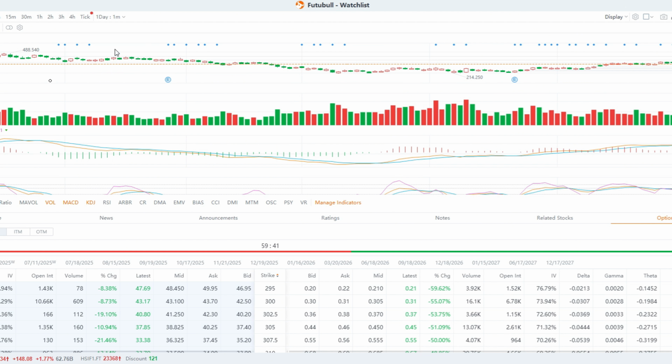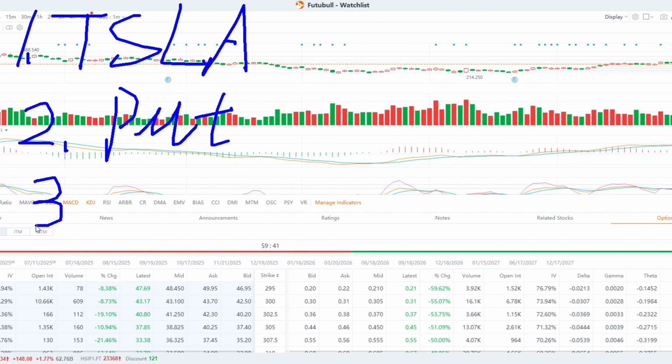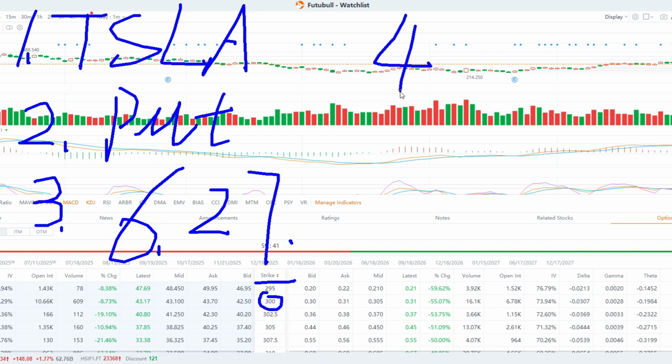Using Tesla as the example, this is our second case study for today. First, underlying asset, element 1, Tesla. Element 2, direction. Put option. Element 3, expiration date. We expect it to fall within a month. Expiration June 27th. Fourth, strike price. Set at $300.